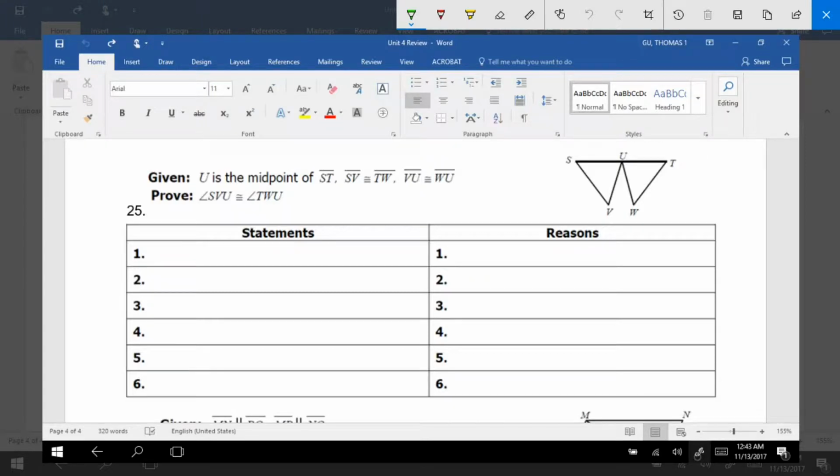On to 25. We're trying to prove that angle SVU is congruent to angle TWU. We're not talking about triangles here, so we're trying to prove that two parts are congruent. What are we going to be using here? We're going to be using CPCTC then. And that means before we can use that, we have to prove that the two triangles are in fact congruent. So we're going to have to prove that triangle SVU is congruent to triangle TWU before we can use the CPCTC. So let's get after it.